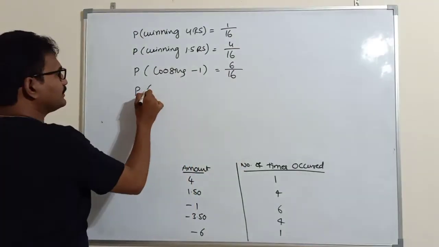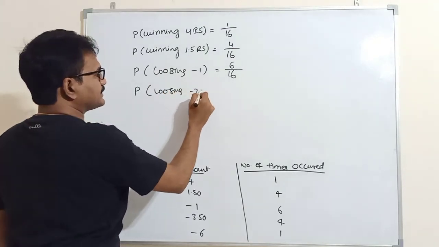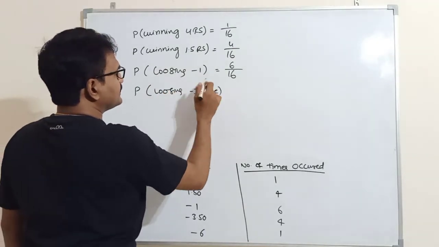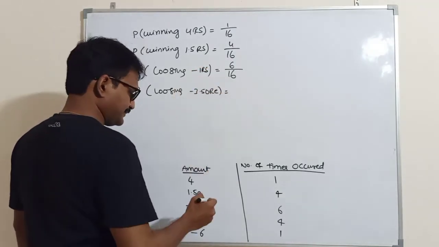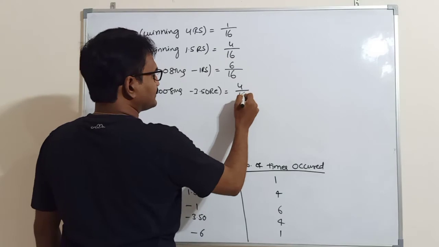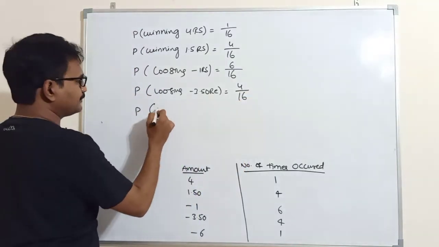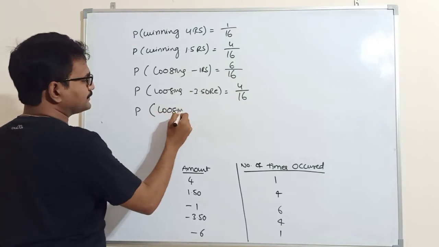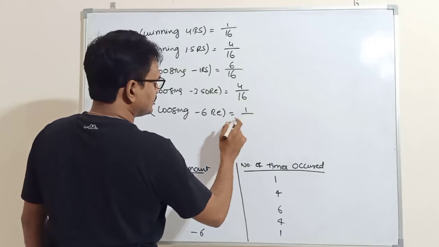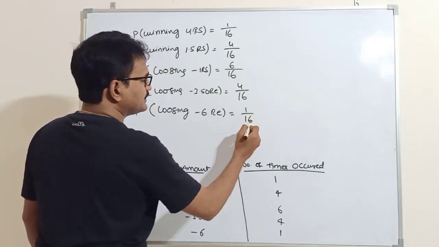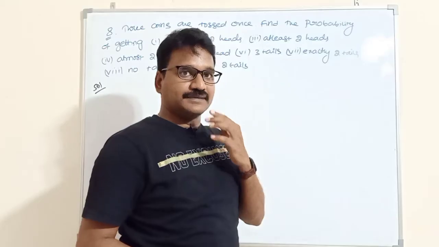Next, probability of losing 3.5 rupees is 4 chances out of 16. Next, probability of losing 6 rupees is 1 out of 16. This is the probability of the given problem.